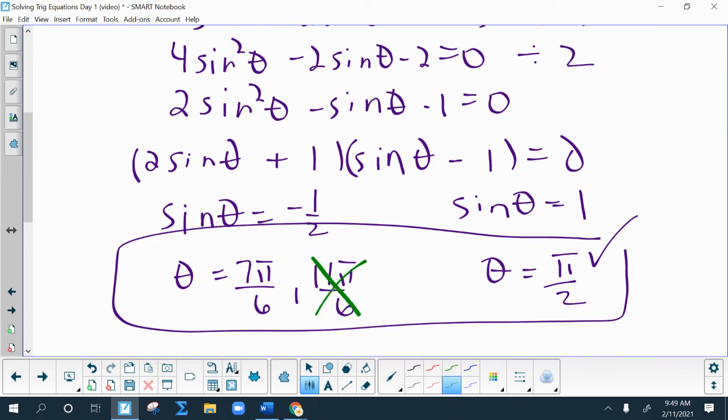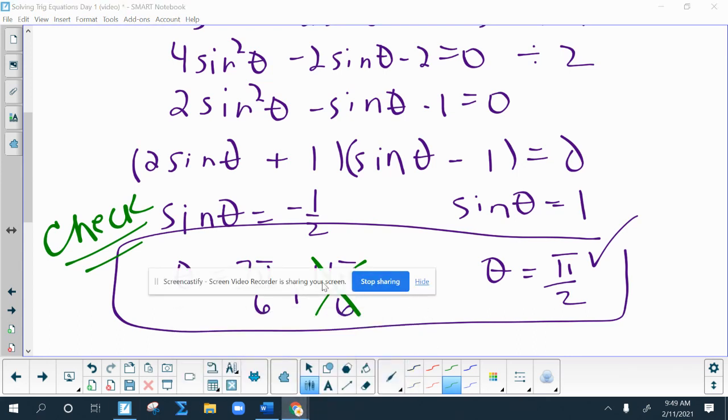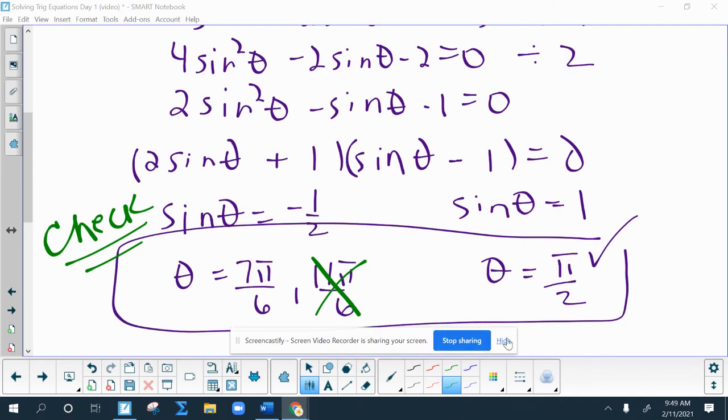Make sure to check, because this will happen, and if there's multiple choice, that wrong answer will be there, and you might accidentally choose it. All right, hope that makes sense. Let your teacher know if you have any questions.